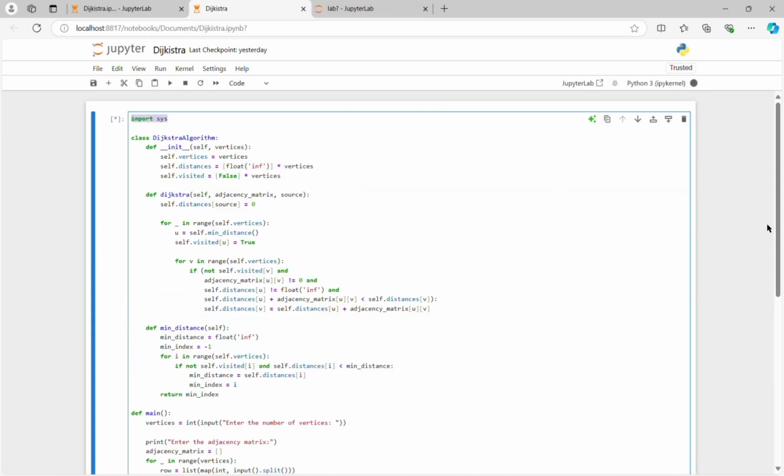Let us discuss Dijkstra's algorithm. It is primarily used to find the shortest path between nodes in a weighted graph. Let us import the sys module.